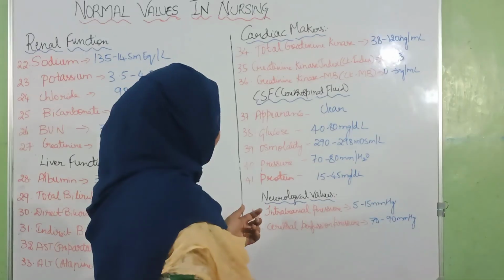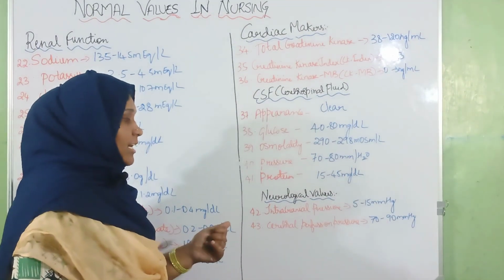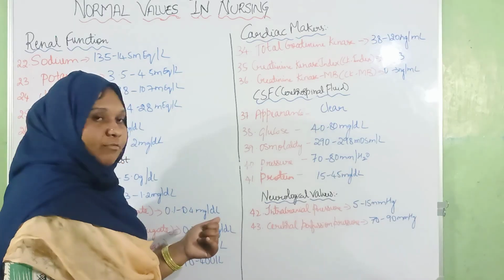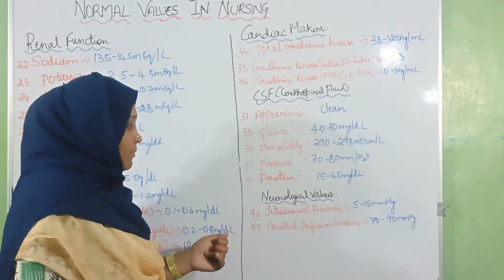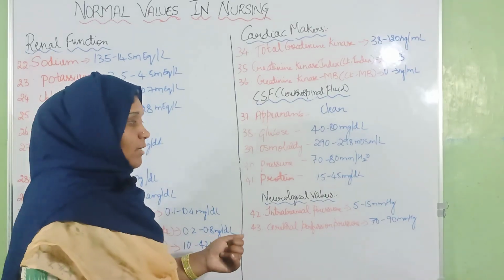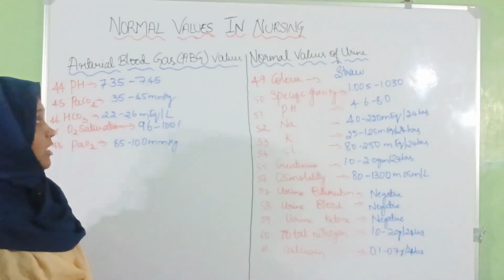And the neurological values, that is intracranial pressure, that is ICP we call it. The normal intracranial pressure is 5 to 15 millimeter of mercury, mm of Hg. Cerebral perfusion pressure, that is 70 to 90 millimeter of mercury.